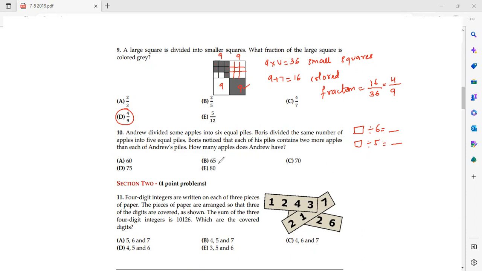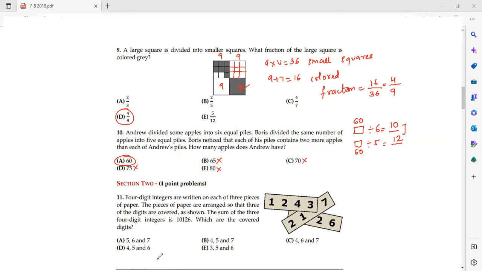So if you see the options, 65 is not a multiple of 6. Similarly, 75 is not a multiple of 6. 80 is also not a multiple of 6. And 70 is also not a multiple of 6. Only 60 is a multiple of both 6 and 5. So if you divide 60 by 6, you get 10, and you divide 60 by 5, you get 12. So 12 is 2 more than 10, so it is satisfying this condition. So the answer for question 10 is option A, which is 60. Now let's read question number 11.